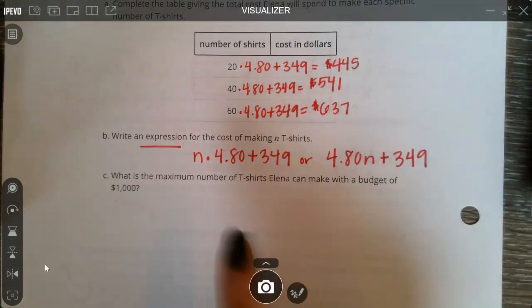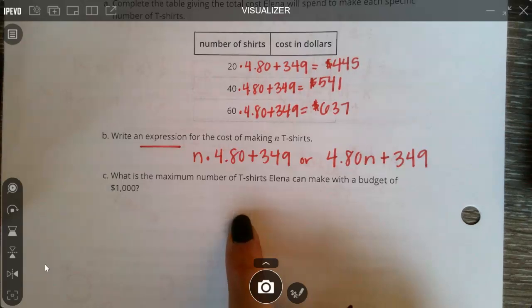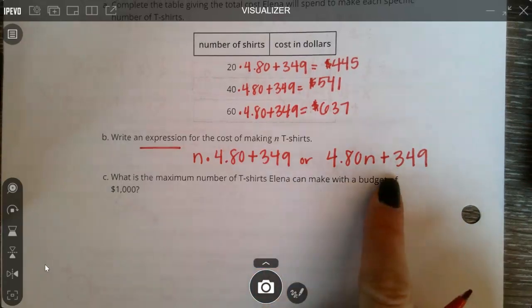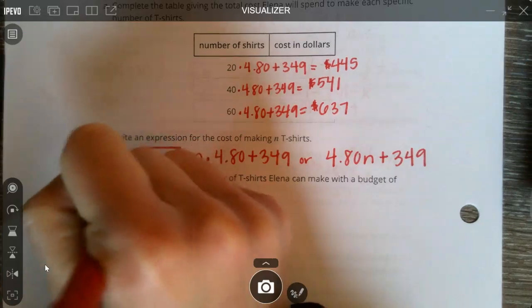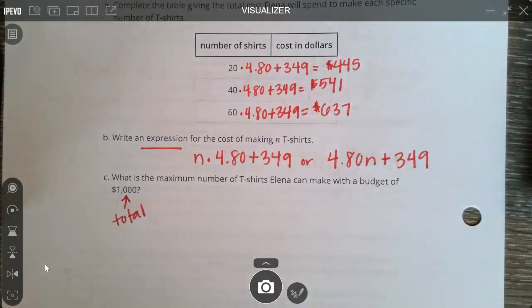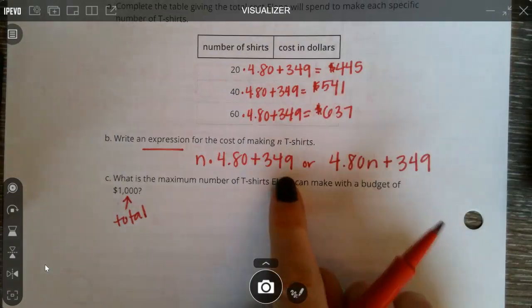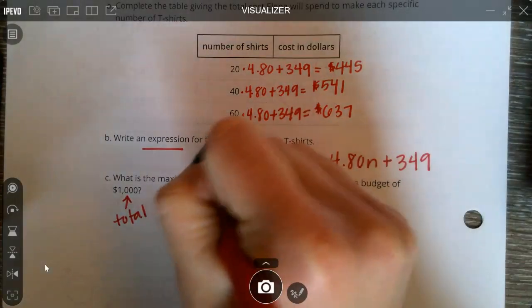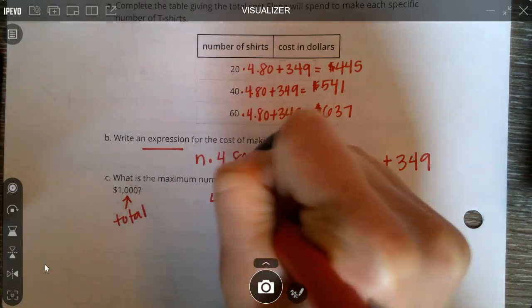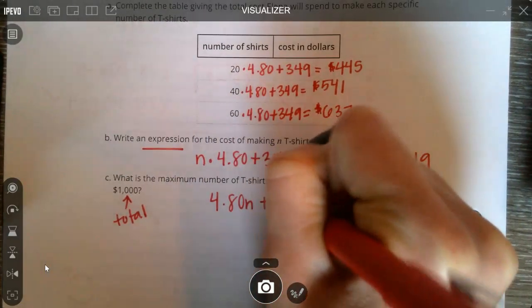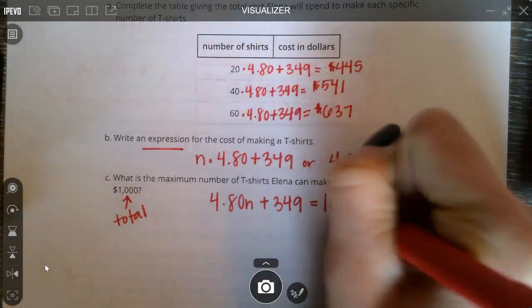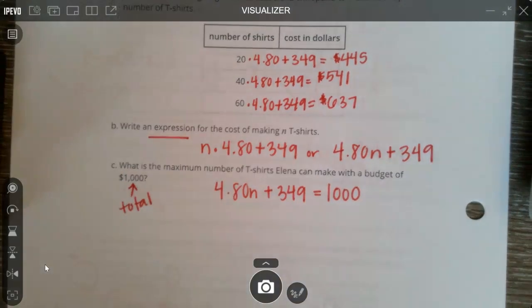Okay? Then, what is the maximum number of t-shirts Elena can make with a budget of $1,000? So this now is the total amount of money she can spend. So all I do is take my expression and now I can make an equation. So 4.80n plus 349 equals $1,000. I can't spend more than that.